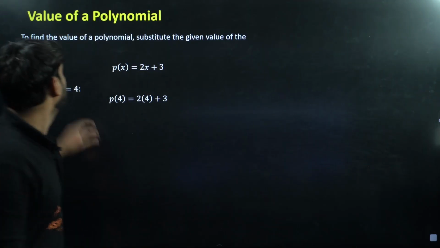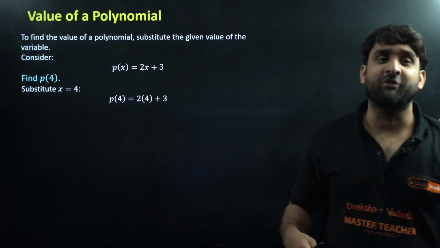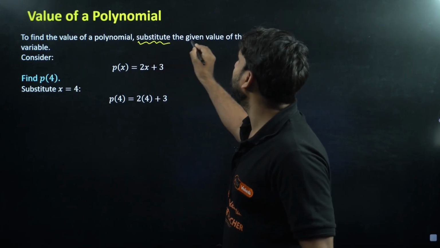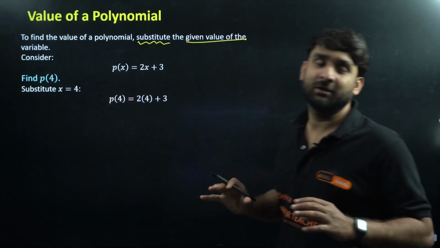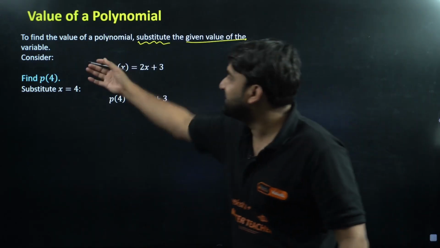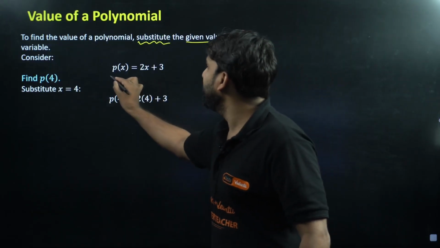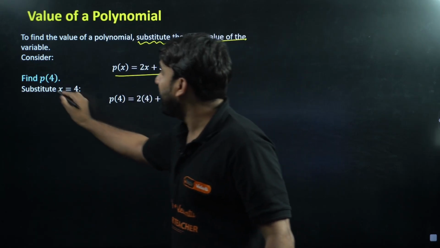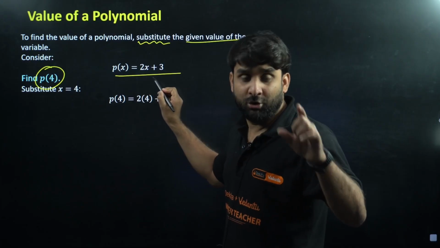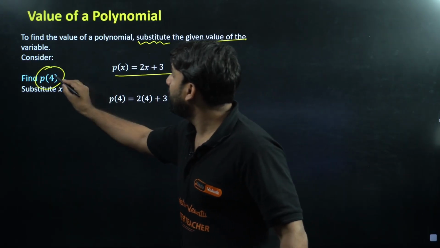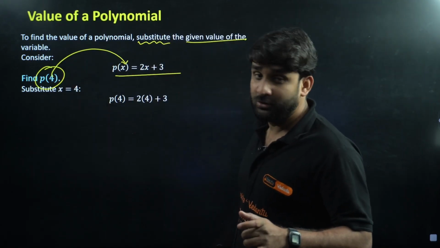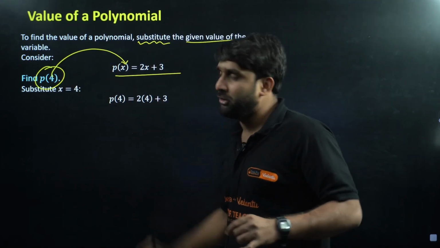Right, now moving ahead. What do you understand by the value of a polynomial? My dear champion, to find the value of a polynomial, substitute the given value of the variable. Variable means something which varies, something which keeps changing. Let's say a polynomial is given to you, p(x) is equal to 2x plus 3, and I'm asking you to find p(4). Here is p(x). Now I want to know the answer of p(4). It means that you have to put 4 at the place of x, in this entire polynomial.